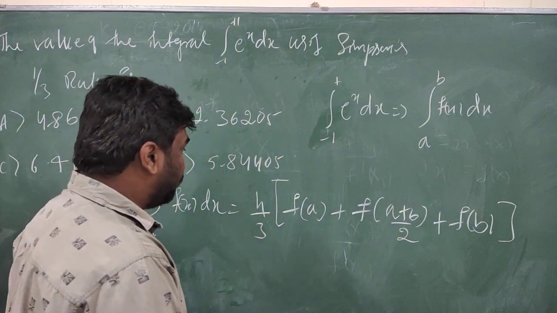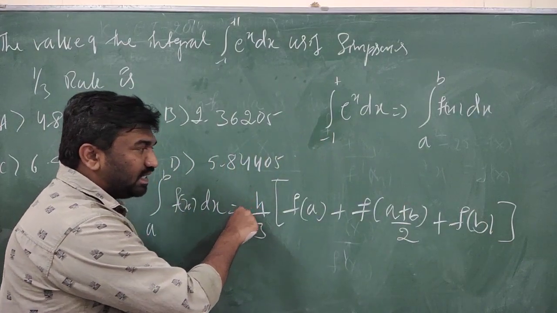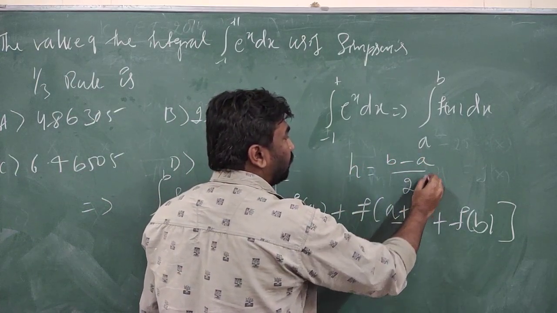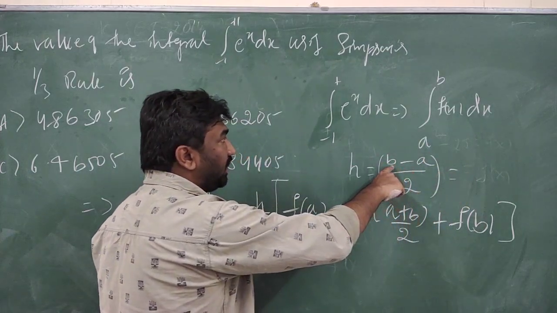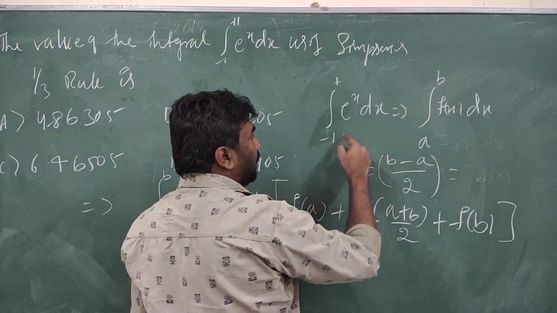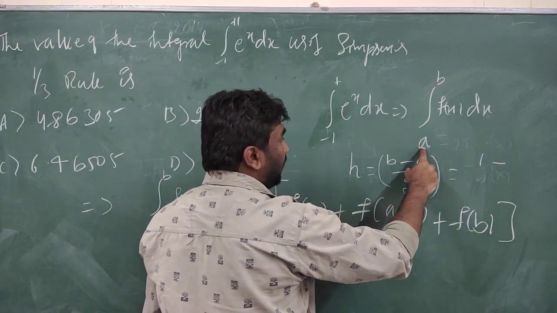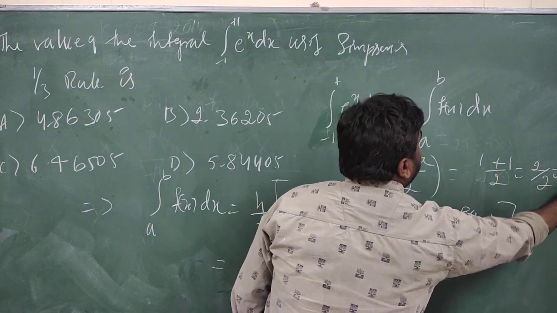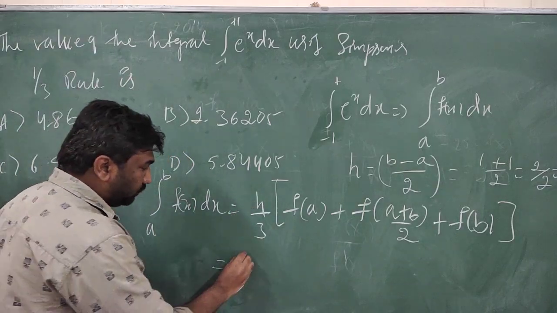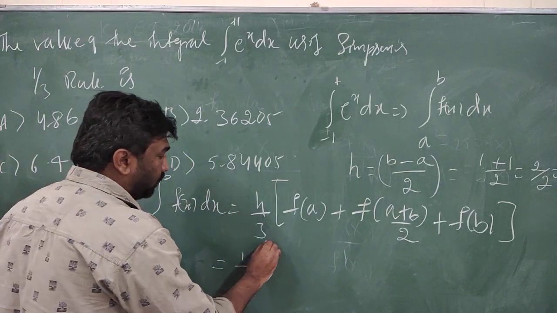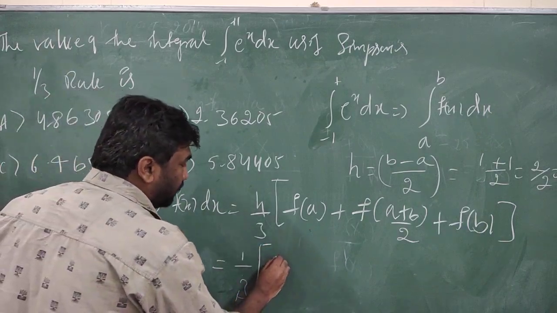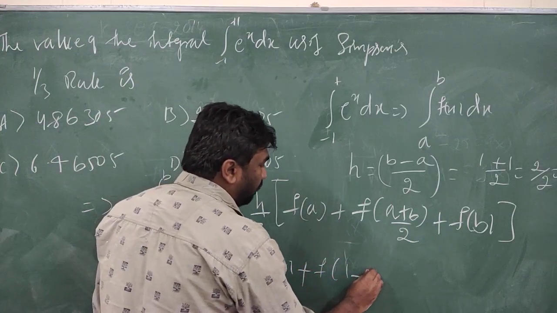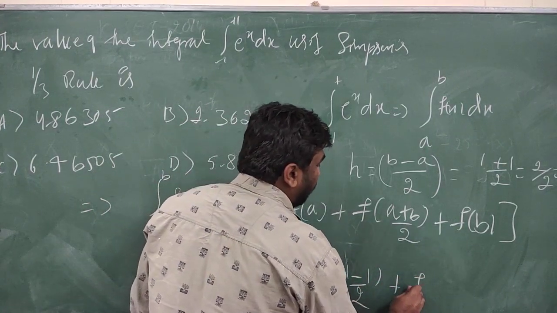Okay, so how to calculate this h? h is equal to the limits difference, that is b minus a, divided by 2. b is 1 minus a is minus 1, so minus into minus plus 1, divided by 2, which is equal to 2 by 2 is equal to 1. So h is 1, divided by 3 into f of a. So that is f of minus 1 plus f of (a plus b) by 2. So f of (1 minus 1) by 2 plus f of 1.